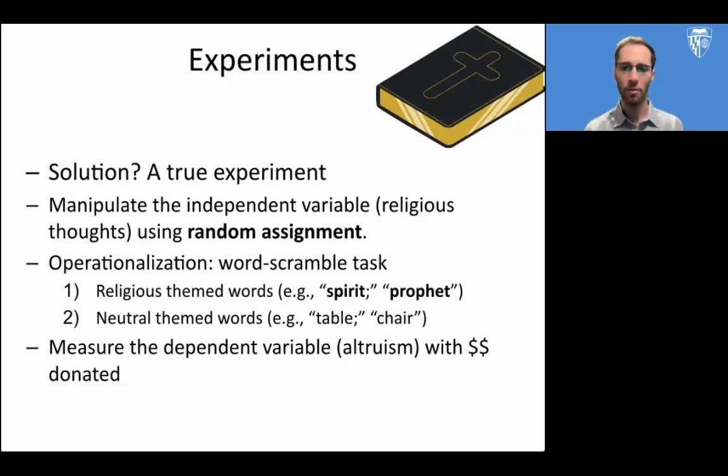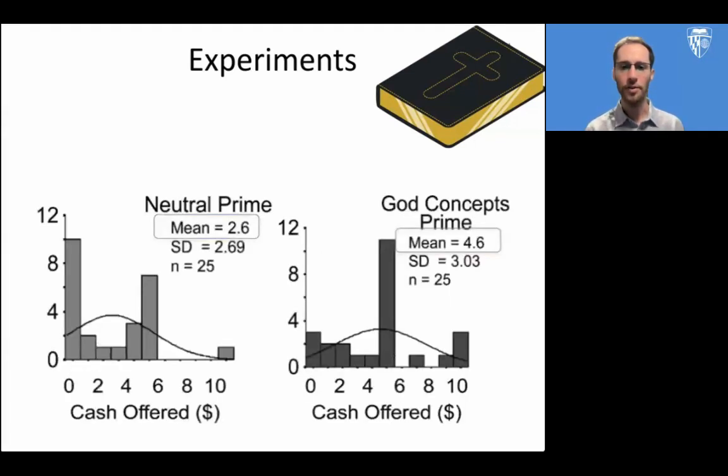Now, our dependent variable here, which in this case is altruism, is determined by the amount of money that participants choose to donate to another player in the game. And we see the result here depicted by these two graphs: in the neutral prime group, the average dollar amount was just over $2.50. And in the God Concepts prime group, the religious themed group on the right, we see it's about $2 more than the other group. And this is a statistically significant difference.